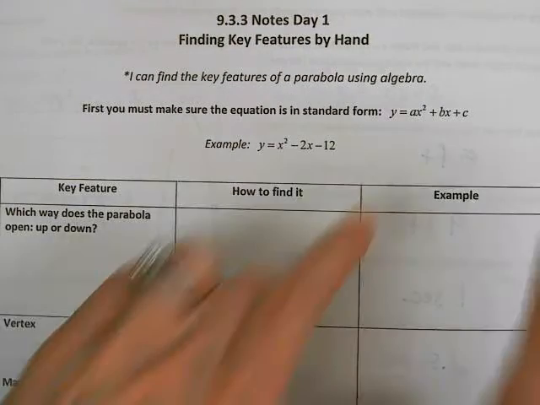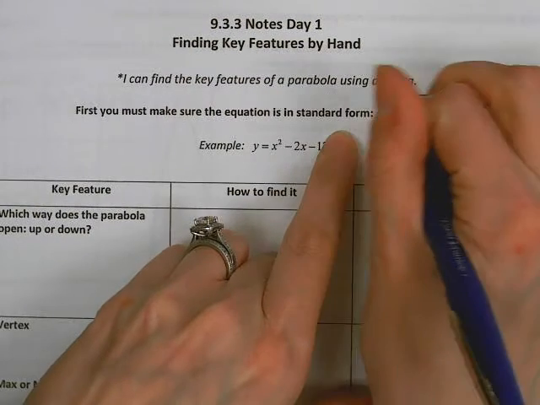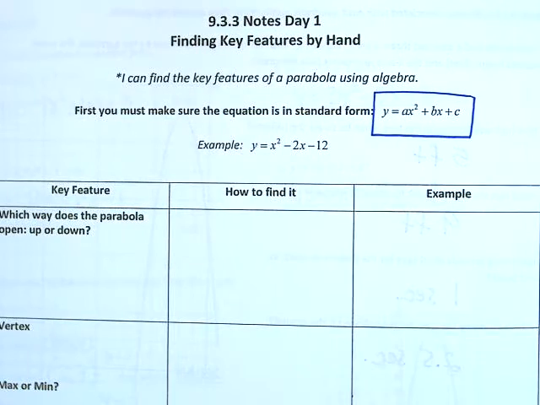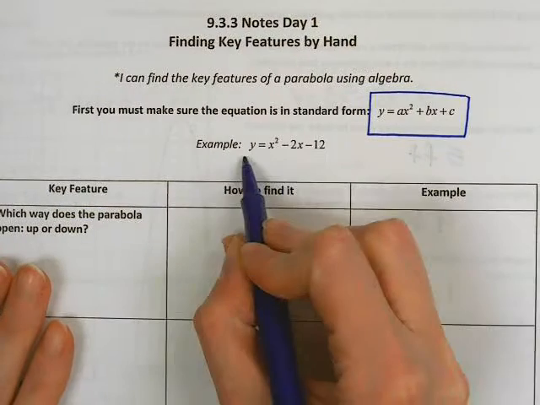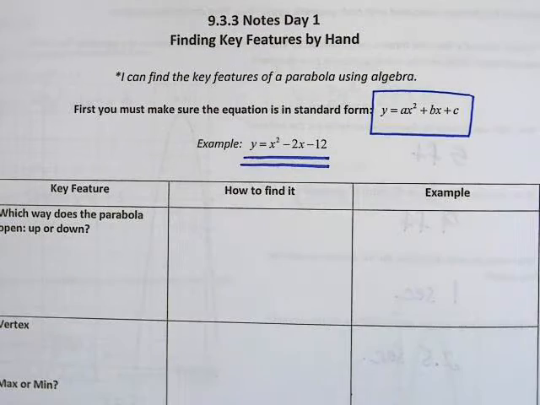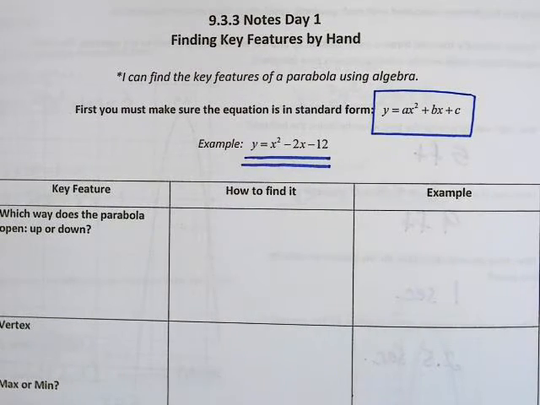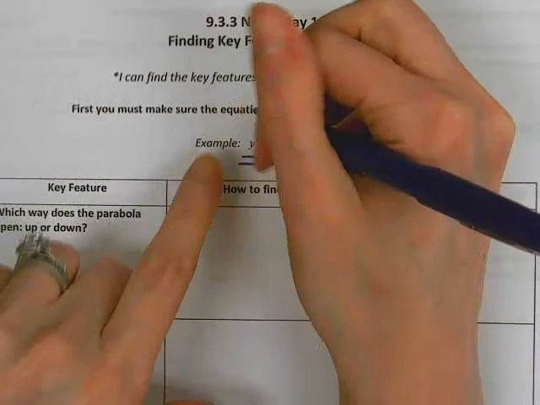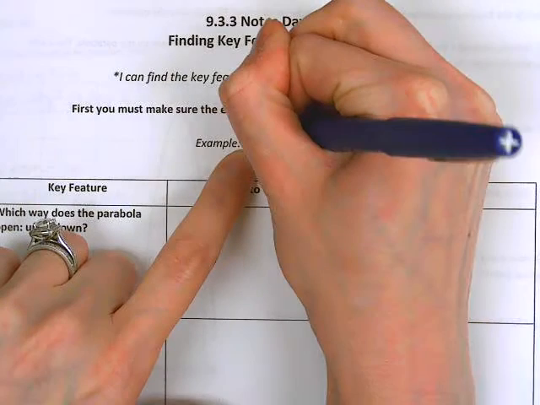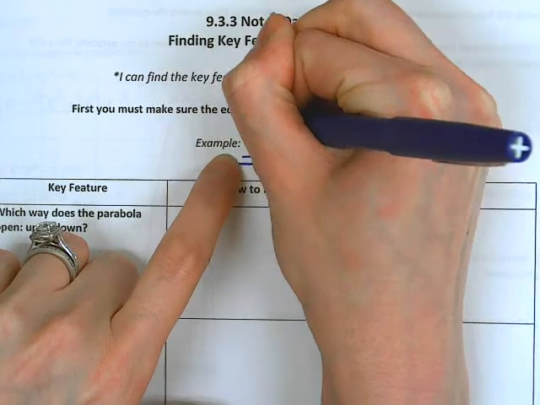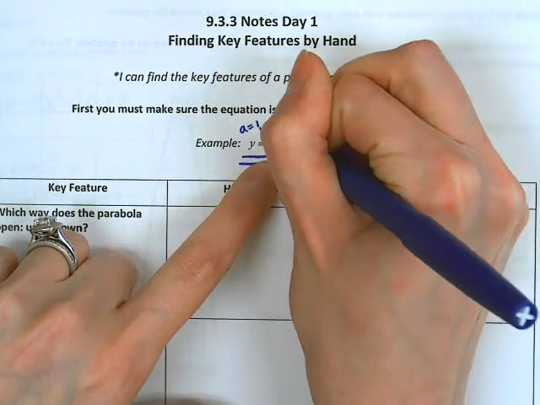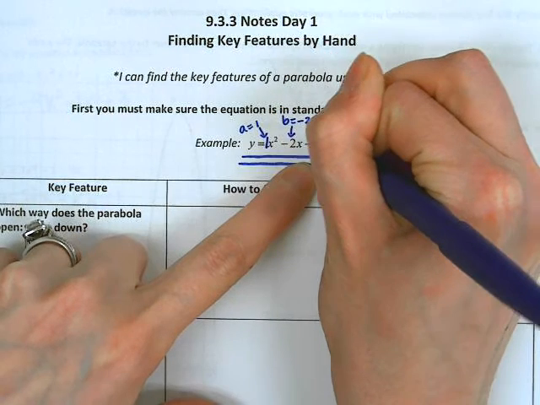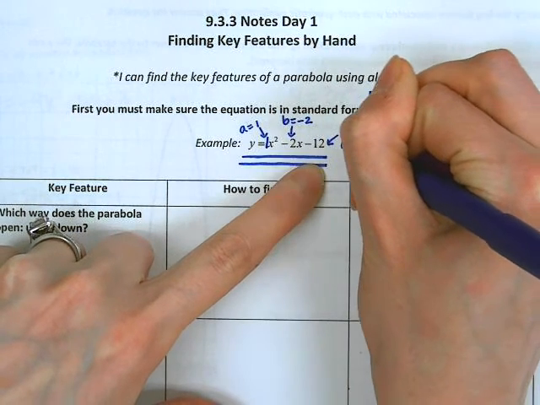First off, it has to be in standard form: y equals ax squared plus bx plus c. This is the example that we're going to use today. I would start by finding out what a, b, and c are. In this example, there's a secret 1 here. So a is 1. b is the middle number, which is -2. And c is the last number, which is -12.